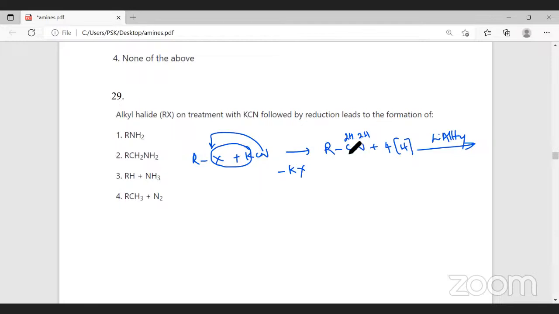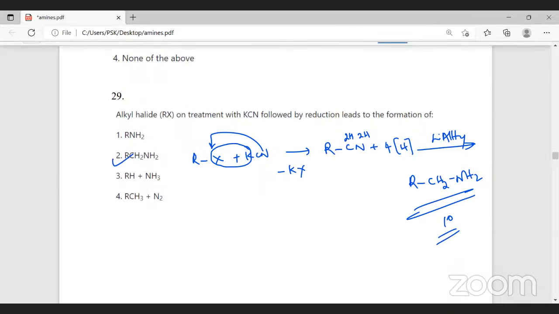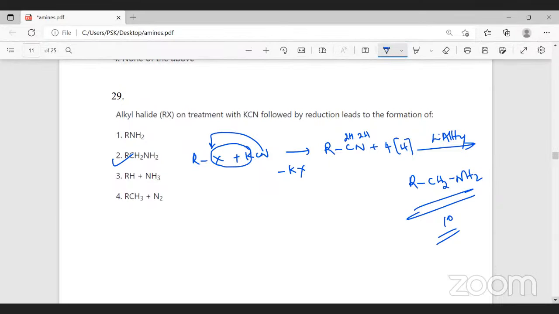Therefore, the 2 pi bonds between carbon and nitrogen break. So you get RCH2 and single bond NH2. So it is an example of a primary amine. The answer for this question is option B, RCH2NH2. The next question.